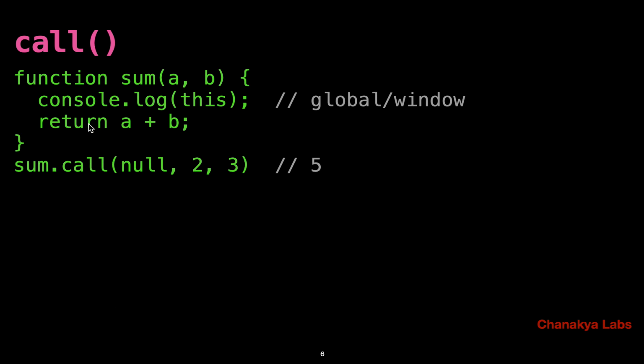Let's see this scenario. Now we are interested in the value of this. So if the function is being executed in non-strict mode, then we know that if we are calling a function, so let's say this function we are calling, right?